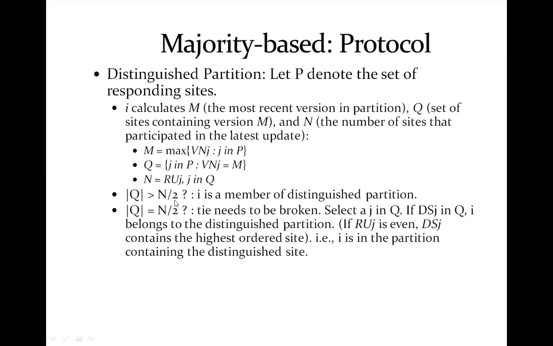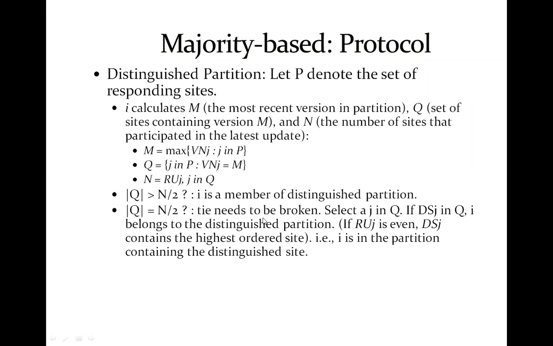If the first condition is satisfied, it means I is a member of the distinguished partition. Once this condition is satisfied, that is, the cardinality of Q is greater than N by 2, it indicates that I is a member of the distinguished partition. It proceeds further for the update. But if the cardinality of Q is equal to N by 2, meaning if N is equal to 2 and Q is equal to 1, then 1 will be equal to 1. So there is a tie, and this tie has to be decided: whether it wants to commit and update, or it has to abort.